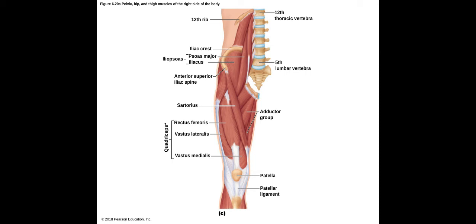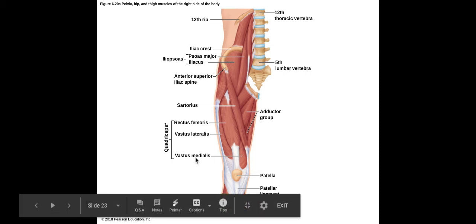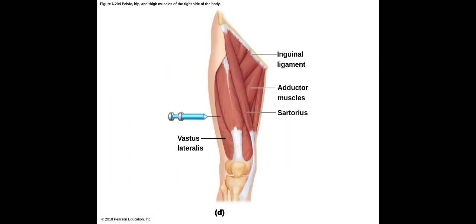Quadriceps, you have 3 different muscles in this category. You have vastus medialis, kind of like right above the knee on the inside. The vastus lateralis would be on the outside of the leg here. And then the rectus femoris is right down the center going to your knee. This is just showing those as well, just a little bit closer.